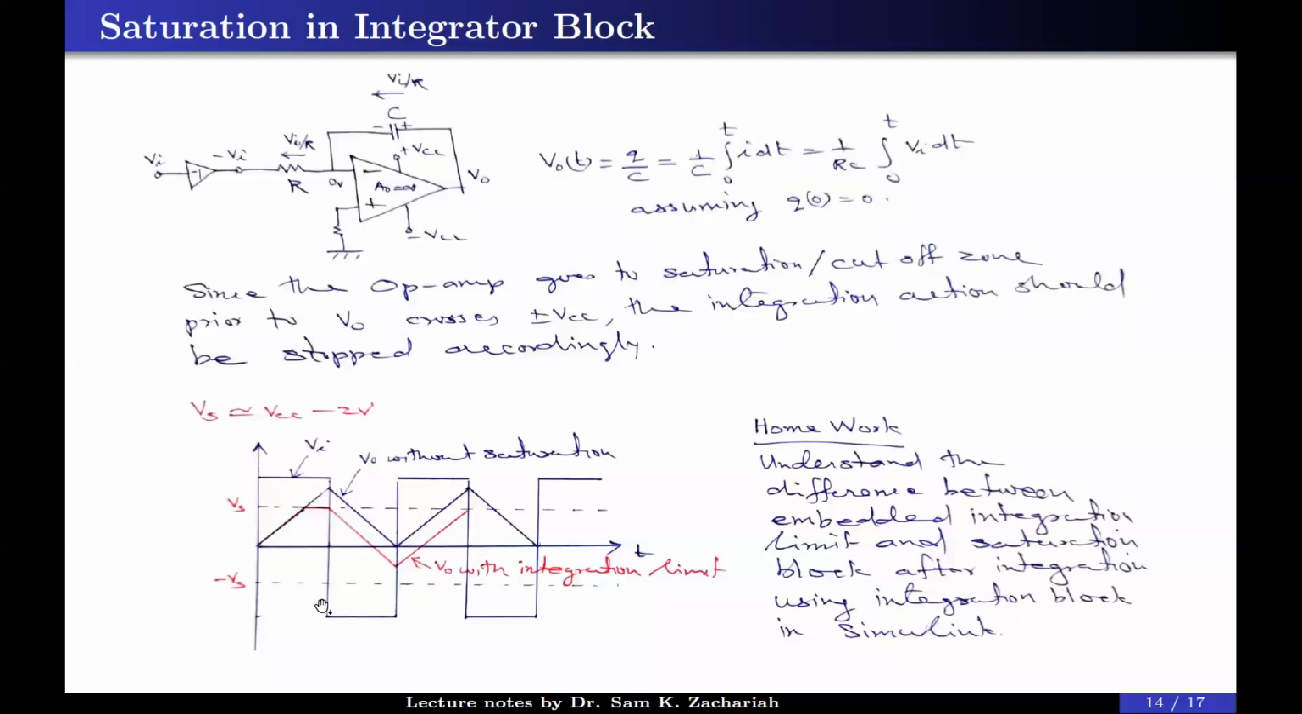Here we are applying a symmetrical square wave, a bipolar square wave. Both positive and negative cycles have the same width, and we assume that charge starts from 0 voltage. So when it starts integration, what will happen? The output voltage will go on integrating, and this slope is 1 by RC, the slope of 1 by RC.